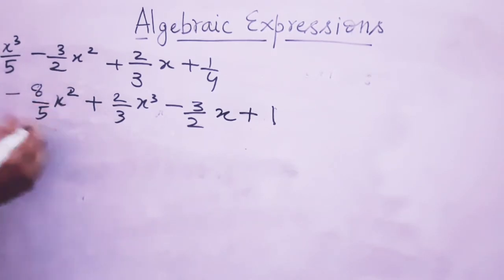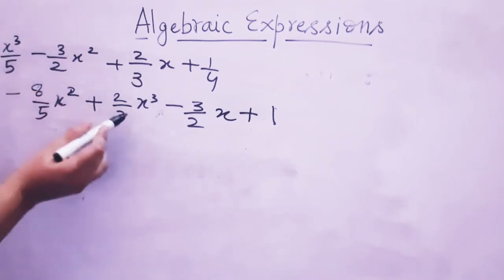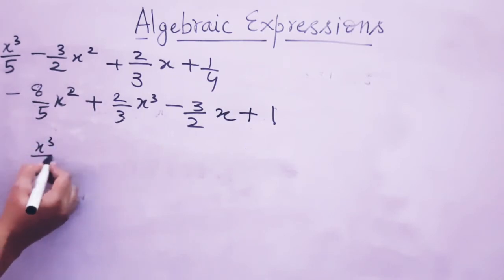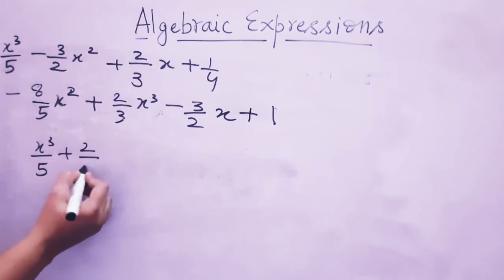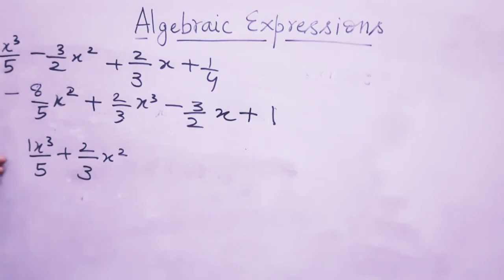Okay? Now collecting all the like terms together. So this is x cube and this is x cube. Both the coefficients are the same. So x cube upon 5 plus 2 by 3 x cube. Since it is not having any coefficient before it, by default 1 has to be considered as the coefficient. If it would have been minus x cube, then minus 1 would be its coefficient, right?